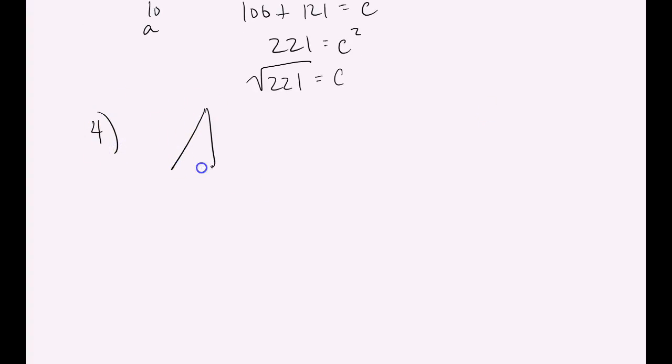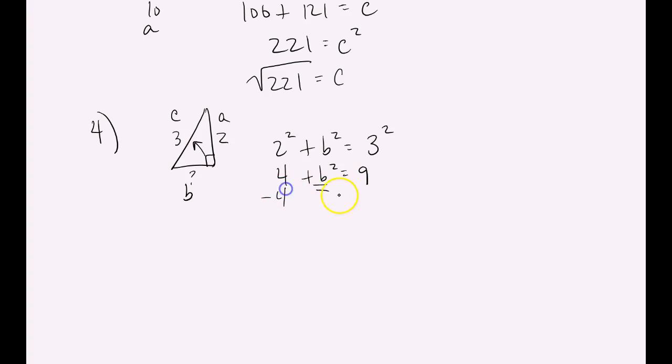Okay, number 4, we have the 3 here, the 2 here, and that's our question mark. All right, which one of those is the C? Well, the C is across from the right angle, so that's C, so I'm just going to call that A and B. So we have A squared plus B squared equals C squared. That's a 4, and that's a 9, okay? Now if I'm trying to get this thing by itself, I need to subtract the 4 from both sides, just like in the video. And what number times itself equals 5? I do not know, so I'm going to do it just like that, okay?